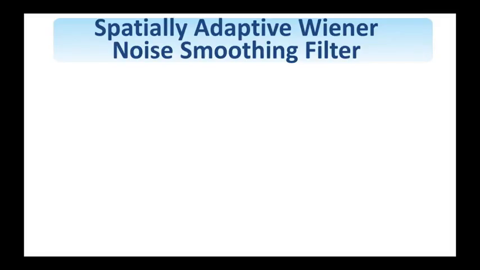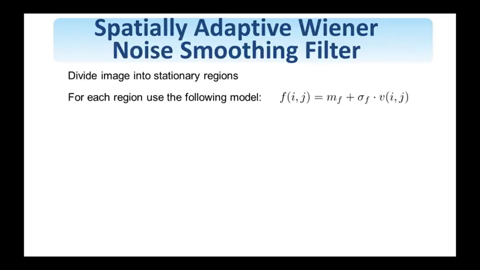We want to modify the Wiener noise smoothing filter so that it adapts to the local characteristics of the image. Towards this task, we divide the image into stationary regions, and then for each region, we assume that the following model holds for the image. So Fij is equal to the local mean plus the standard deviation multiplied by a noise term. And for this noise term, we assume that its mean is equal to 0, while its variance is equal to 1. Empirical evidence suggests that this is a reasonable model for typical images and typical image processing applications.